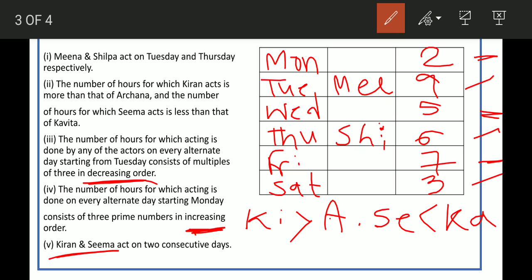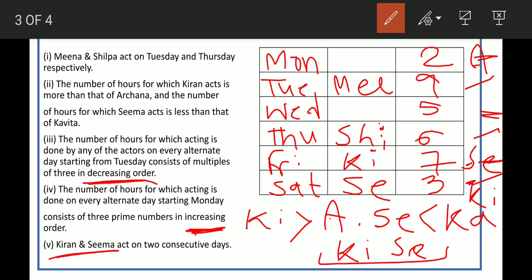Okay, now the next condition, since we have put these values, so we are just using that condition. The next condition is that Kiran and Seema act on 2 consecutive days. So Kiran can be on Friday and on Saturday. If we put Kiran on Saturday, since Kiran is greater than Archana, Archana would be there. Since Seema and Kiran are consecutive, the place for Seema is Friday, but Seema could not be on Friday since Seema is less than Kavita. So the position for Kiran is this, and the same for Seema is Saturday. Since Seema is less than Kavita, therefore Kavita is on Wednesday and the left one, Archana, is on Monday.